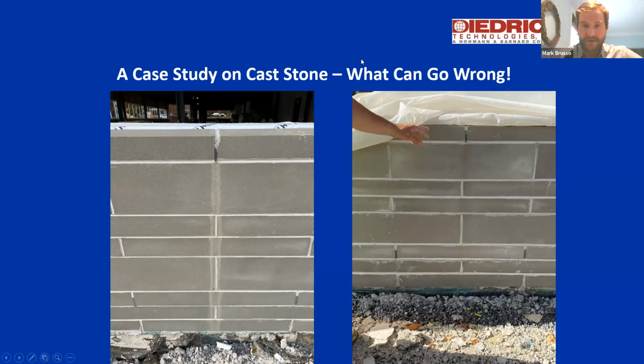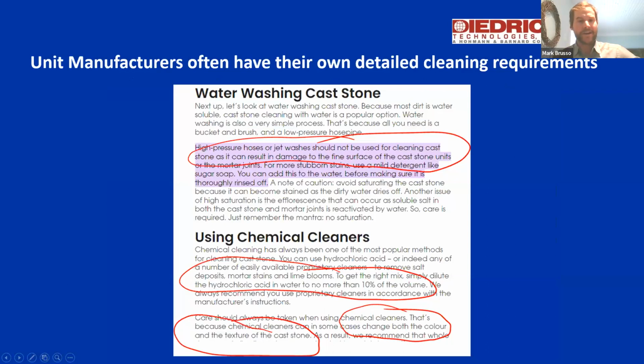I took a look at the manufacturer's literature, because I didn't really know anything about this project until we started diving a little bit deeper into it. So we asked some questions on what was used to clean, and we found out pressure washing was used. I went to the manufacturer's website and found, firstly, that high pressure hoses are not to be used for cast stone, because it can result in damage to the fine surface. That's a possibility that we get an unfavorable effect.